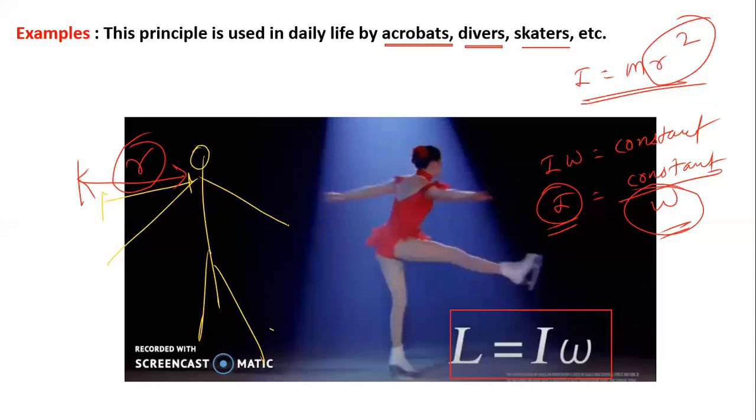But when the hands are folded like this, the moment of inertia decreases. As the moment of inertia decreases, omega increases, which means the angular speed of the body increases.